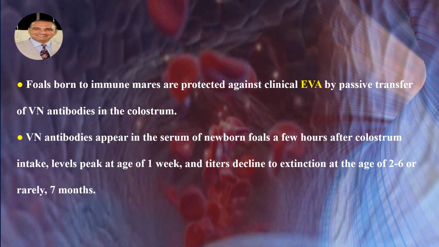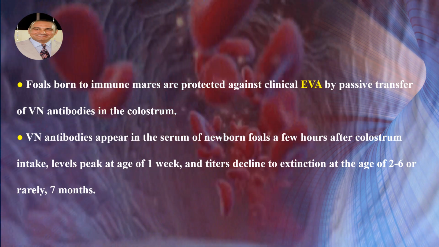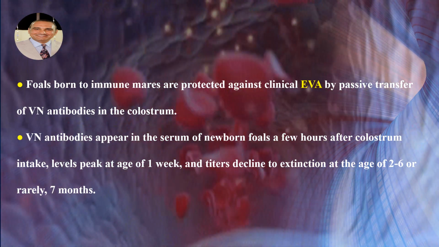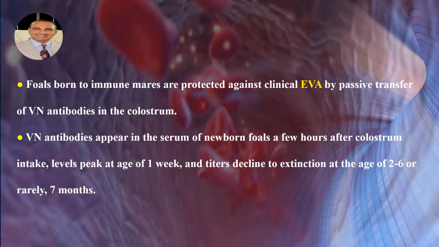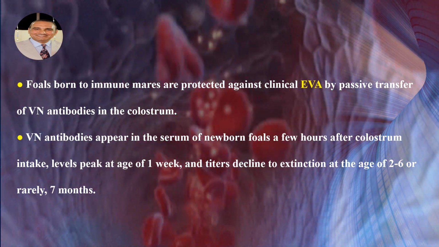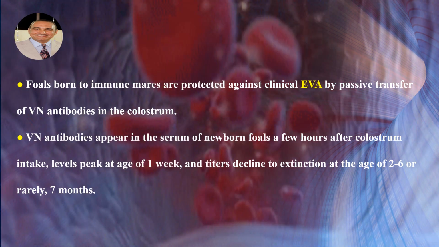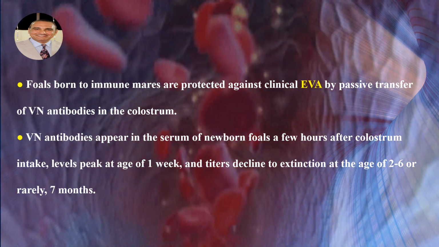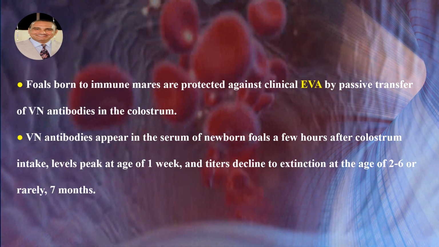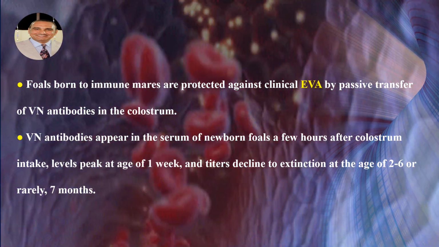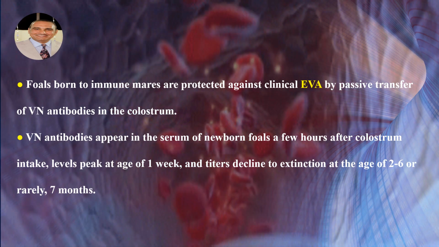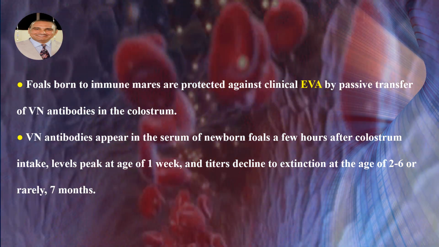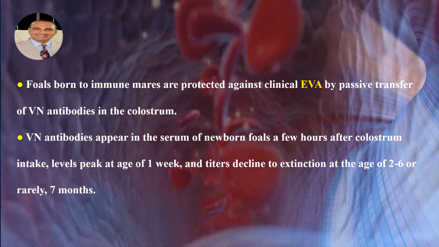Foals born to immune mares are protected against clinical equine viral arteritis by passive transfer of virus neutralizing antibodies in the colostrum. Virus neutralizing antibodies appear in the serum of newborn foals a few hours after colostrum intake, peak at the age of the first week, and titers decline to extinction at the age of 2 to 6 or rarely 7 months.